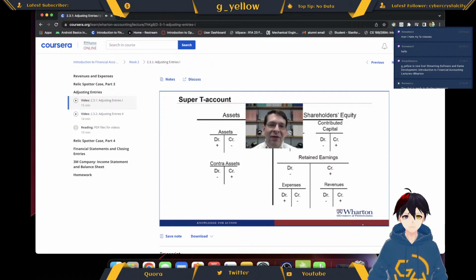Expenses sit on the shareholders' equity side of the balance sheet in retained earnings, but they have a debit balance. That means an increase in expense reduces retained earnings. And in fact, an expense is just a contra shareholders' equity account. So you've actually seen this before, and you're going to see a lot of it again, and as you see it over and over, I think it'll become more intuitive to you.